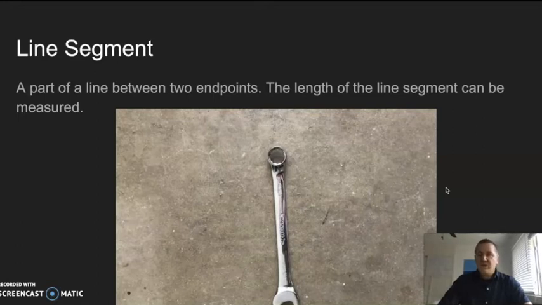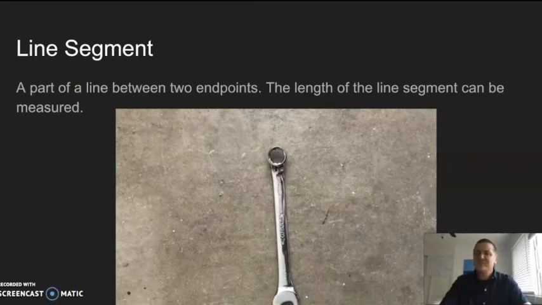What you probably thought was a line all your life is actually considered a line segment. Segment means a part of. So a line segment is a part of a line between two endpoints. And here's a real life example. This is a wrench found in my garage. Here's one endpoint. Here's another endpoint. And the line is from this point to this point. Okay? Now, a line segment can be measured. While a line goes on forever and cannot be measured, a line segment can.